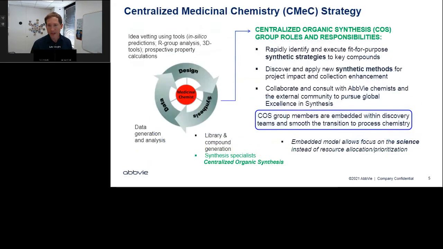So we have several discovery synthesis groups at AbbVie. One of them is within our centralized medicinal chemistry organization. So our strategy in medicinal chemistry, in CMEC for short, really tries to optimize all the components of this design, synthesis, data, or design-make-test cycle that Dani introduced.